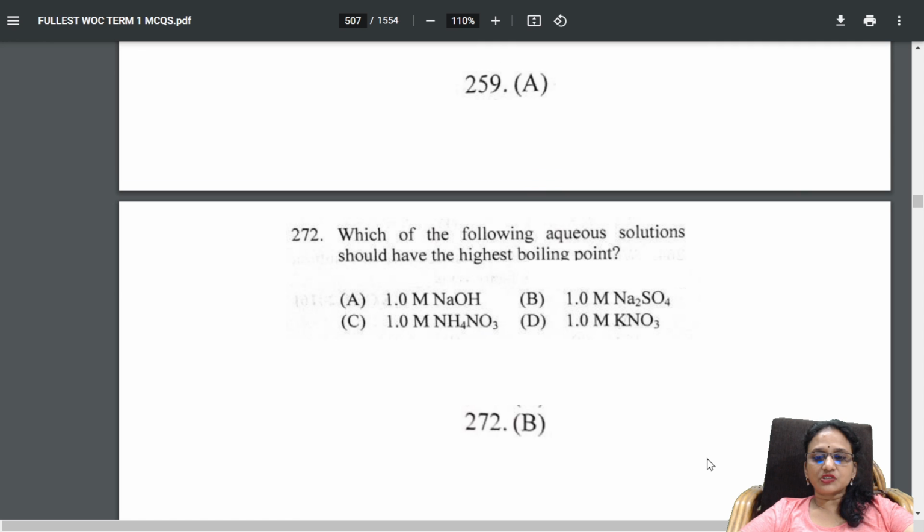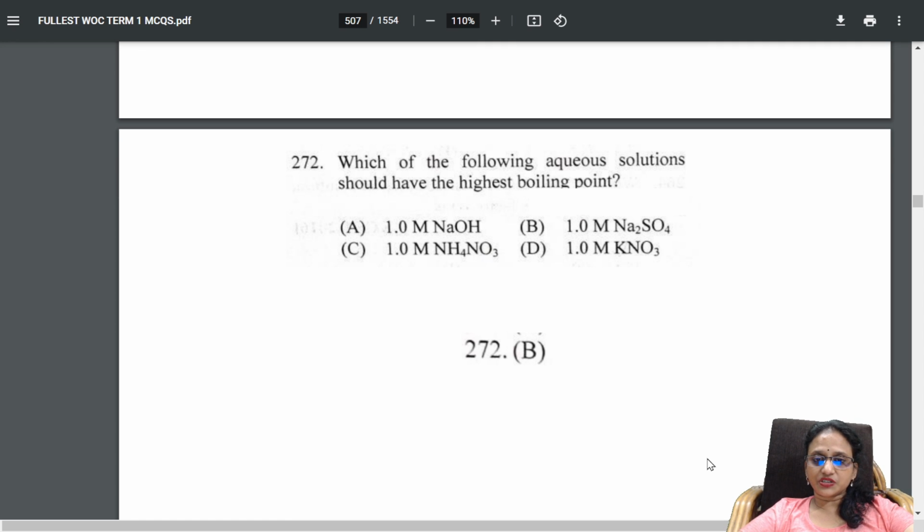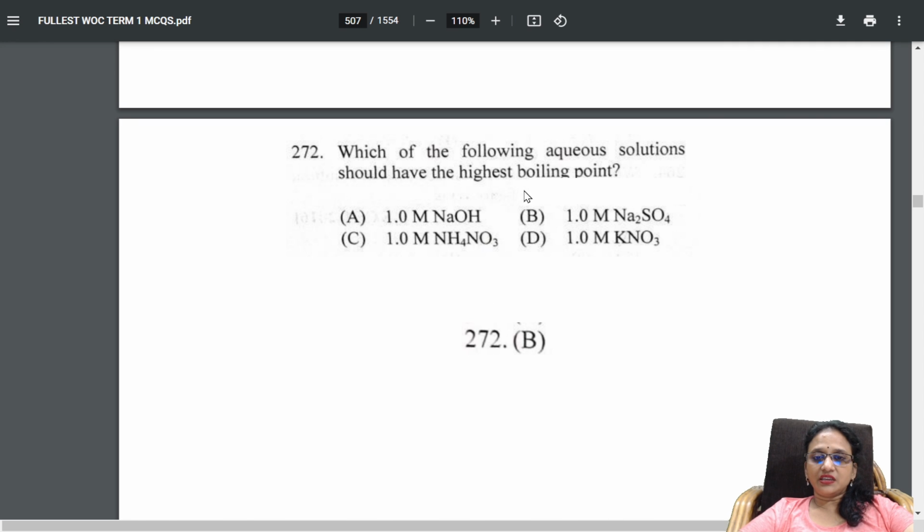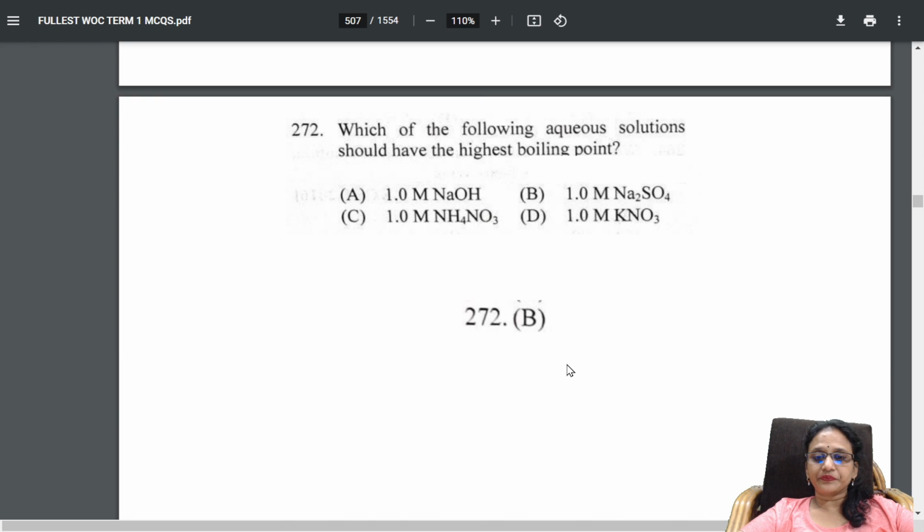I said, true or false questions, they will compulsorily ask students. Why does this have a higher boiling point? Because it dissociates into two ions. Correct? 2 Na plus and SO4 2 minus. So 2 plus 1, 3 ions. So that's the reason. In this case, it is 2 ions. Here it is 2 ions. Here it is 2 ions. But here it is 3 ions. That's the reason it has a higher boiling point.